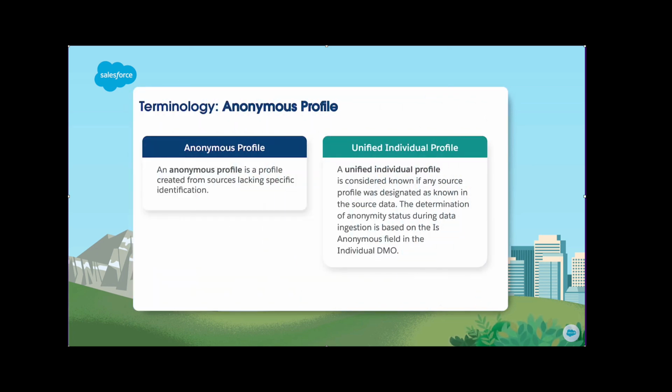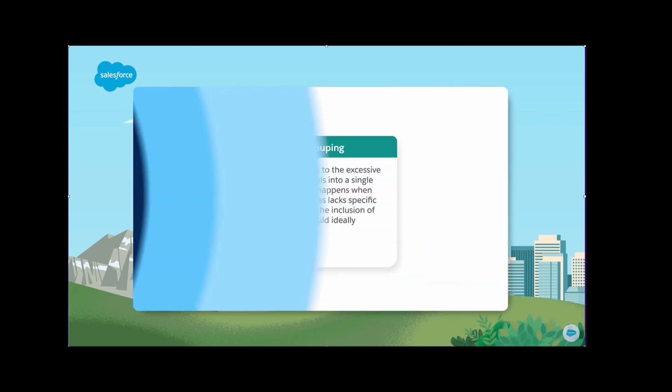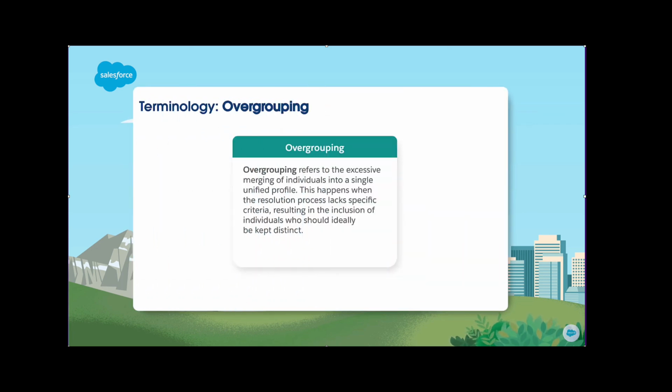If a source profile is marked as known, the unified profile is known. Anonymous unified profiles are only made from other anonymous profiles, which are created from unidentified sources. The isAnonymous field in the individual data model object, or DMO, determines the anonymity status during data ingestion. Overgrouping happens when individuals are merged without clear criteria, often leading to including individuals who should really be kept separate.